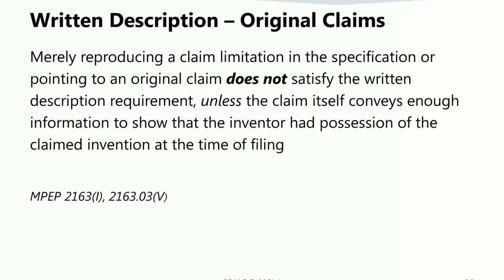However, merely reproducing a claim limitation in the specification or pointing to an original claim does not satisfy the written description requirement unless the claim itself conveys enough information to show that the inventor had possession of the claimed invention at the time of filing.